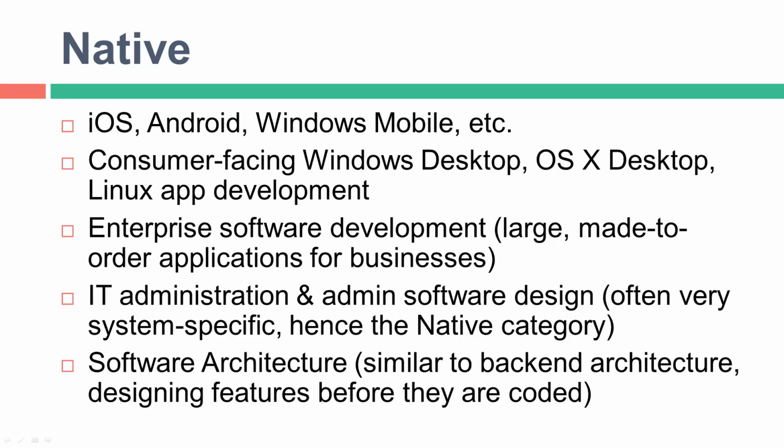Then the next category is native. So these are people who develop in iOS or Swift, Android, Windows Mobile, etc. They also work on consumer-facing Windows desktop applications, OS X desktop applications, and even Linux app development. There's also enterprise software development, so large made-to-order applications for businesses, IT administration and admin software design. These are often very system-specific, hence they go under the native category here, and also software architecture, similar to that back-end architecture role where they design features before they're actually coded.